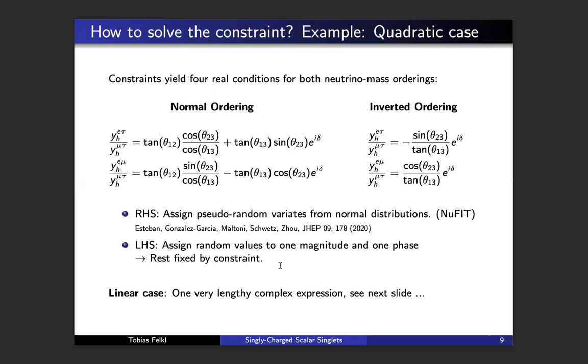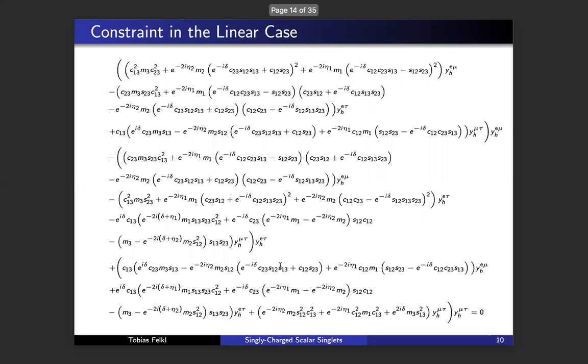In principle, this works the same way in the linear case, but there one just obtains one quite lengthy complex expression, as can be seen on this slide. And it's not that instructive to look at it, but one notices that here the constraint also depends on the individual neutrino masses m1, m2, and m3, as well as on the Majorana phases eta 1, eta 2.